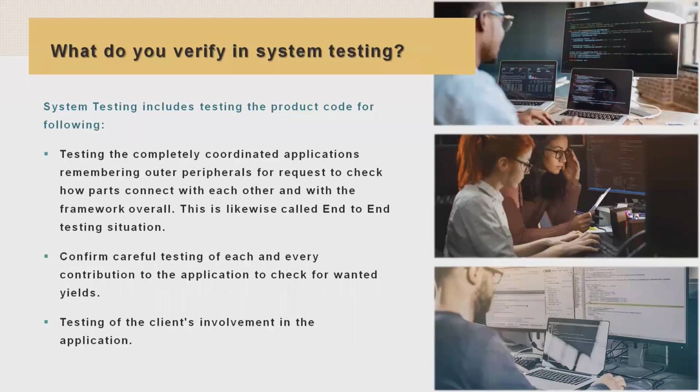So what to verify in system testing? System testing includes testing the product code on different aspects. Testing the completely integrated applications, including external peripherals, in order to check how components interact with each other and with the system as a whole. This is also called end-to-end testing scenarios.